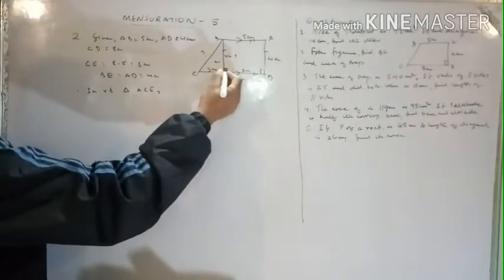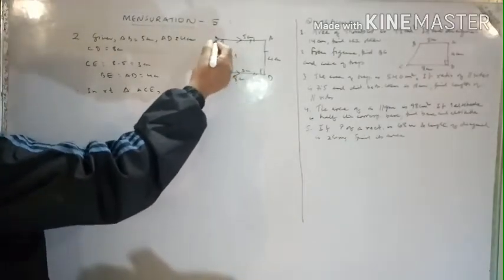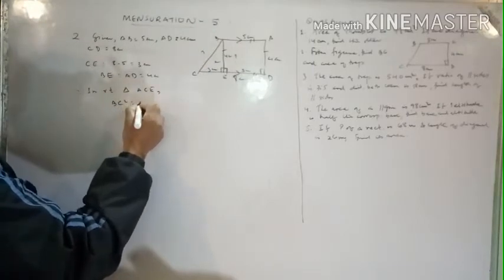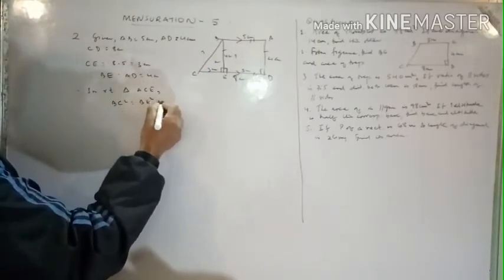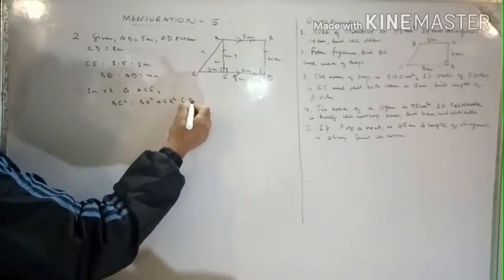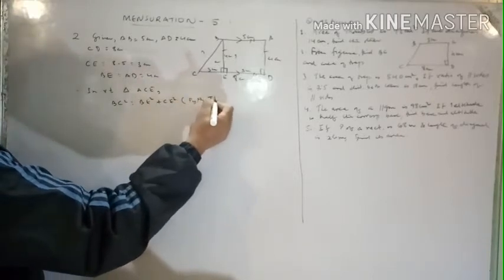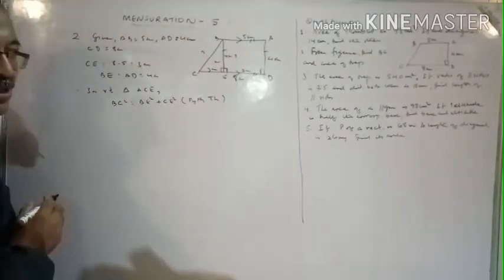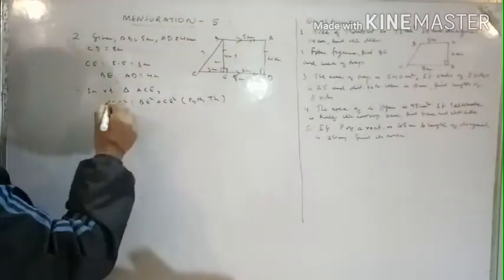So since this is a right angle, this is also a right angle, so this is the hypotenuse. So we get BC square equal to BE square plus CE square using Pythagoras theorem, because H square equal to P square plus B square, that is the theorem. So BC we have to find out.